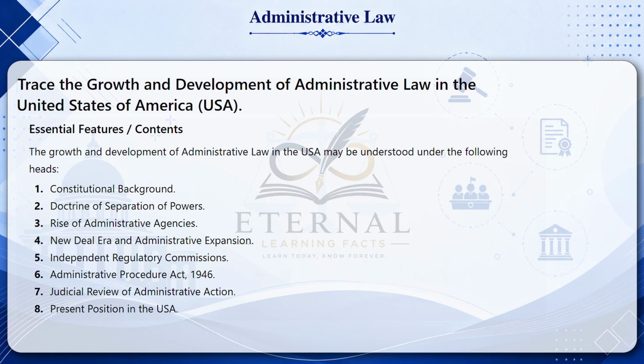Essential features or contents. The growth and development of administrative law in the USA may be understood under the following heads: constitutional background, doctrine of separation of power, rise of administrative agencies, New Deal era and administrative expansion, Independent Regulatory Commission, Administrative Procedure Act 1946, Judicial Review of Administrative Action, present position in the USA.